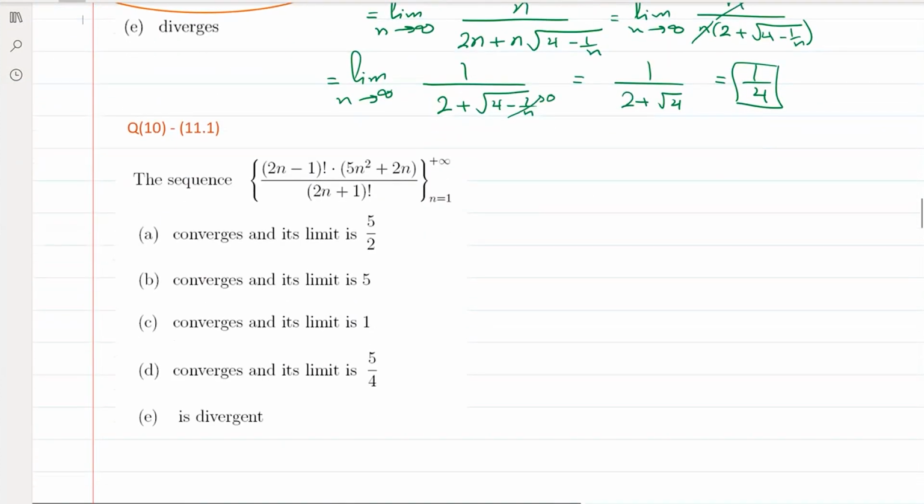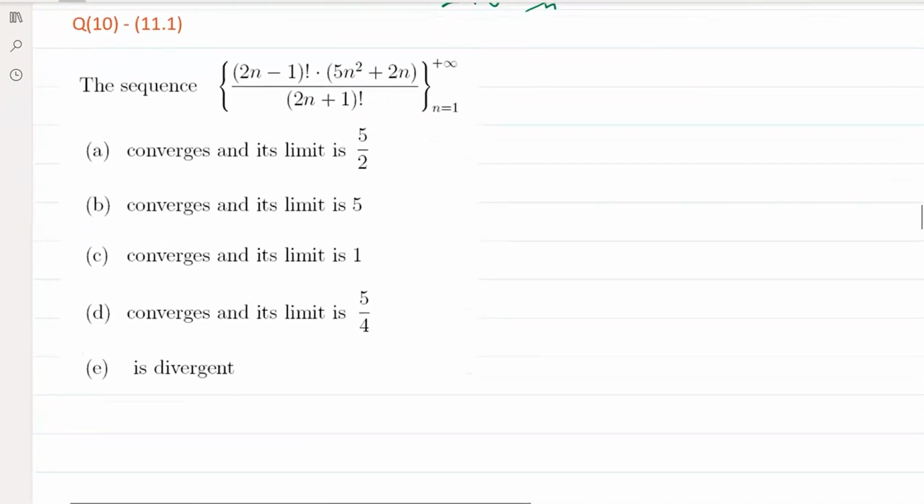Okay. Question number 10, the sequence. Does this sequence converge, and is its limit equal to 5 over 2, 5, 1, or 5 over 4, or does it diverge? It's also a sequence, not a series. Also here we take the limit as n goes to infinity. I think this is a simpler one, I don't know why, simpler than the previous two questions.